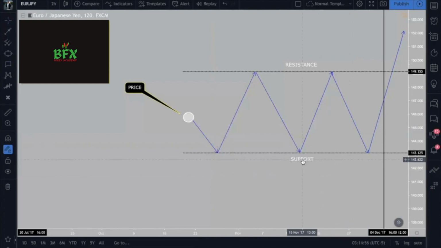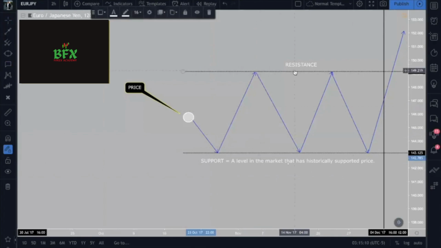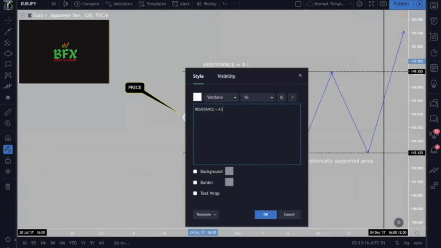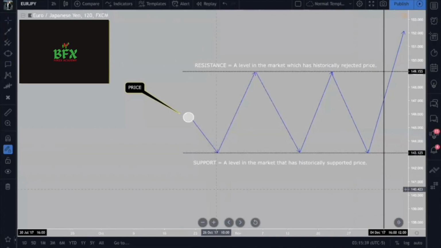And when we say support, what we're talking about is a level in the market that has historically supported price. And when we talk about resistance, what we're talking about specifically is a level in the market which has historically rejected price or pushed price down. So this is fundamentally what support and resistance is. Now let's go back into the market and see if we can identify real support and resistance in action.